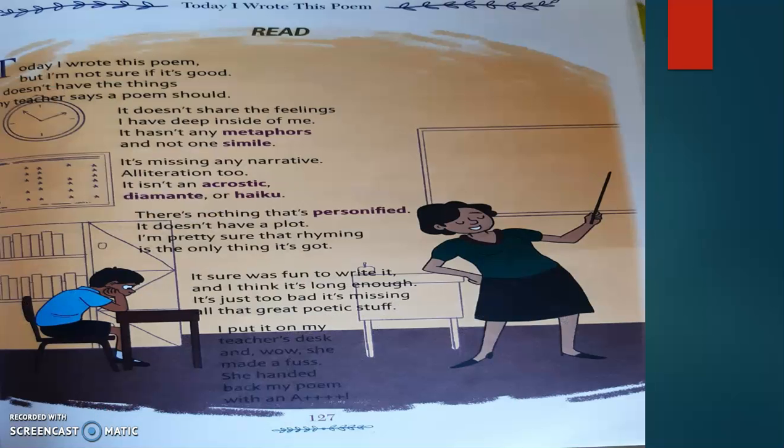Now this is the poem. Students, now you can see in this picture the student has written the poem and now the teacher is judging that poem. So now I am reciting it. Okay.